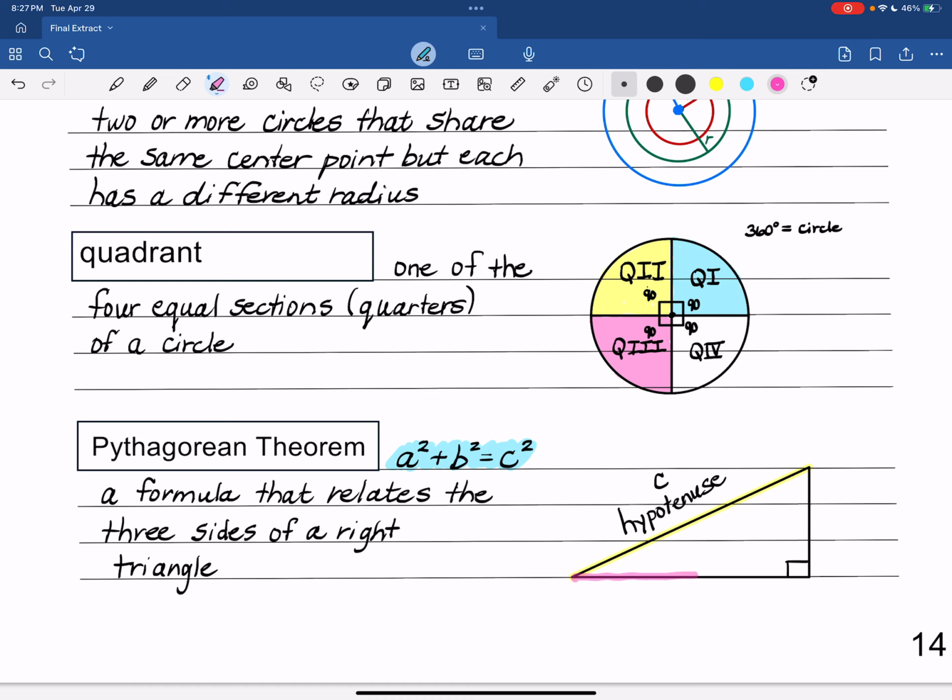Attached to the right angle, we have a leg and another leg. So these are called the legs. They're stuck to, if this is the body of the right angle, the legs are stuck to that. So this is a leg and this is a leg. And those are A and B. You can switch them around. You can let either one of them be A, either one of them be B. I tend to call this B and this A, but it doesn't matter. You can switch A and B. You cannot switch hypotenuse. That one always has to be C.